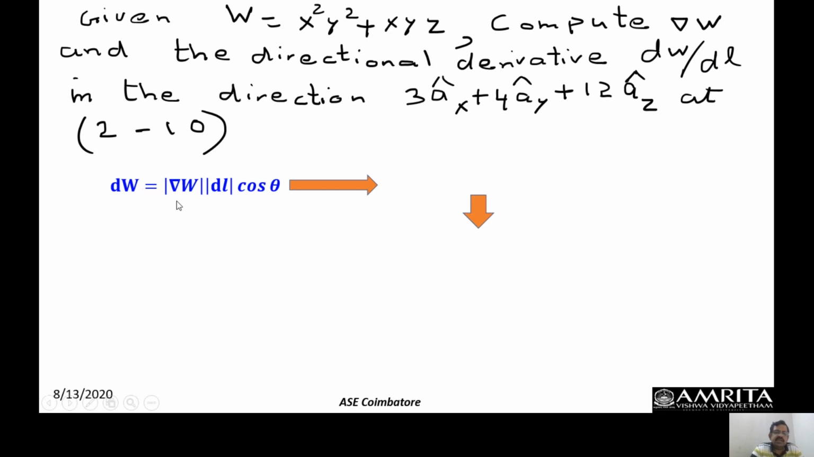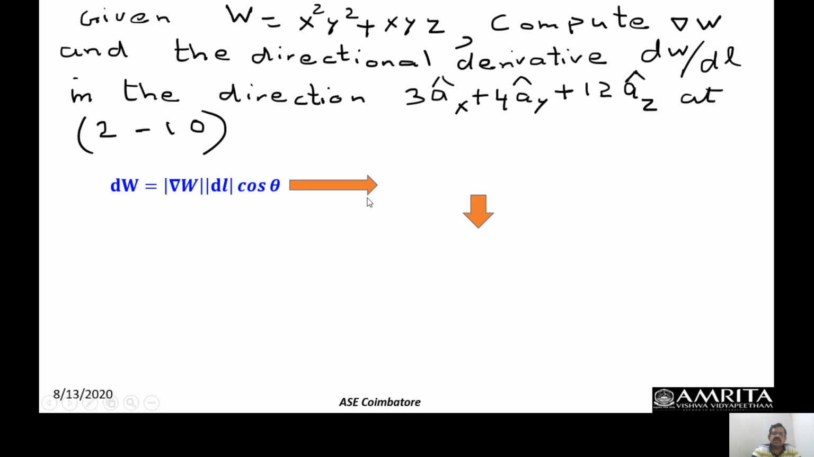Once you get there, dw equals mod del w and mod dl, so both are talking about magnitudes, times the cosine of the angle theta between them. So all of these terms are scalars. There is no vector, because the moment mod comes, it's a number, mod dl is a number, cos theta is a number. So the change in the function with respect to the movement dl is going to be given by this.